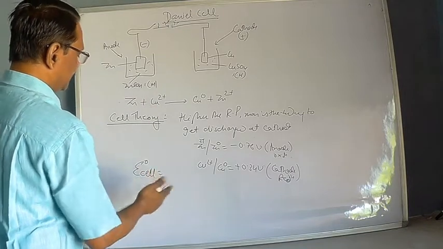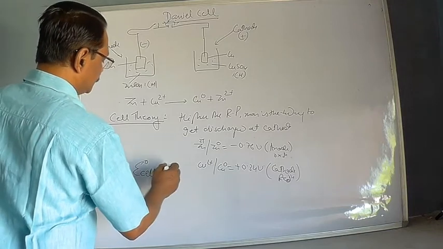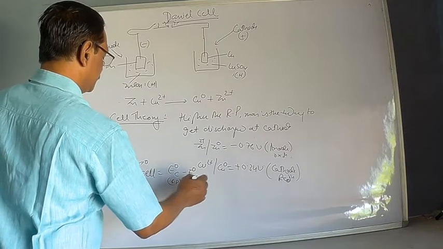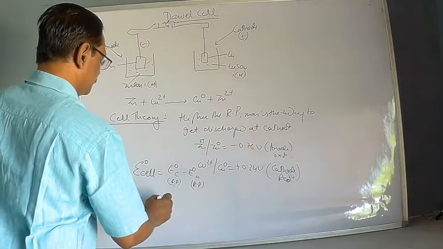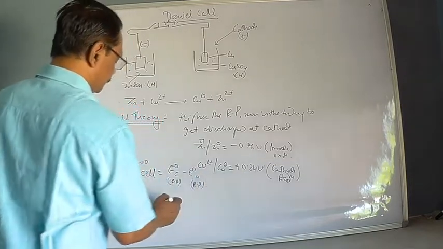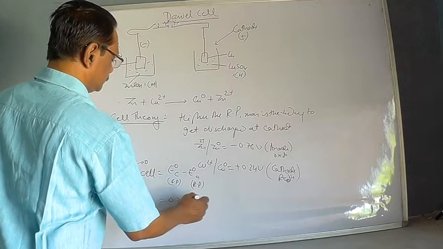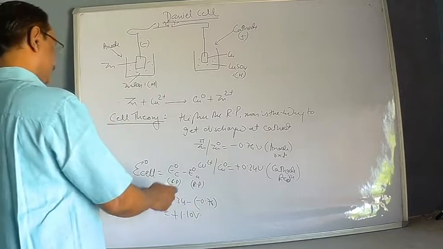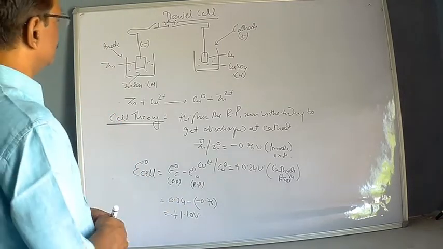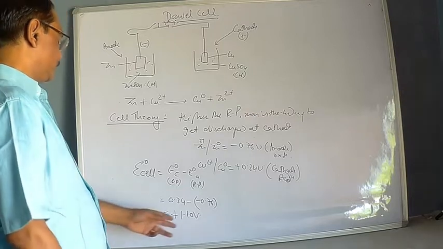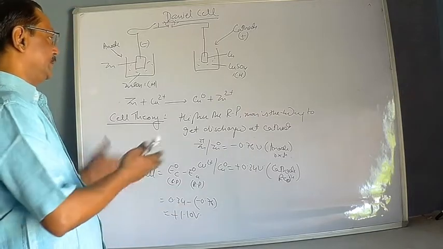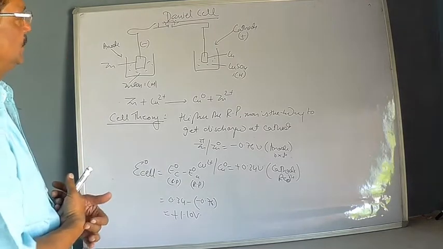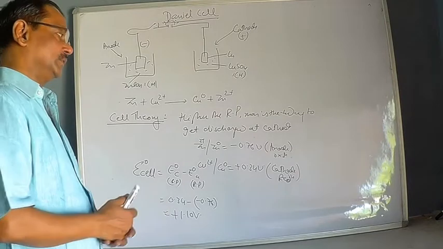We will be talking about what the word standard means in the next topic. So standard EMF of the cell is E0 cathode RP minus E0 anode RP. Put the values: cathode 0.34 minus anode minus 0.76. Open it, you get positive 1.10 volt. Since the EMF is positive, the cell reaction is spontaneous, and 1.10 volt of electricity can be obtained by putting Zn and Cu plates in their respective solutions and connecting them.